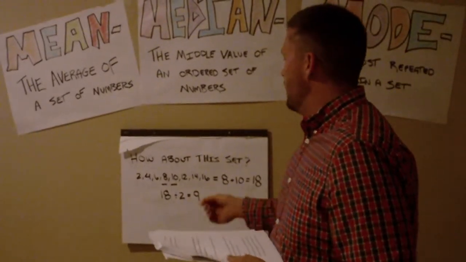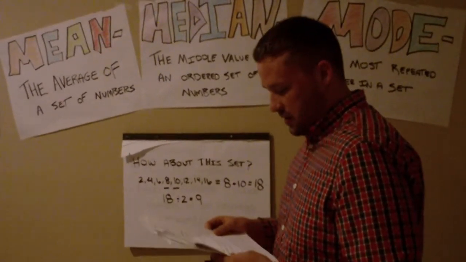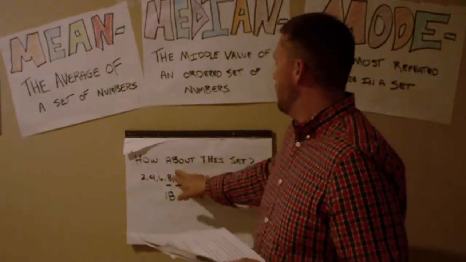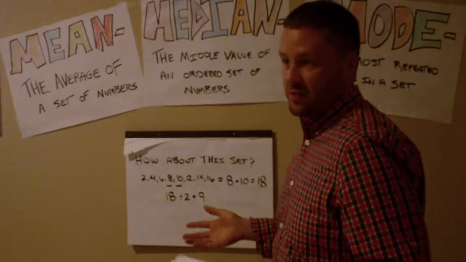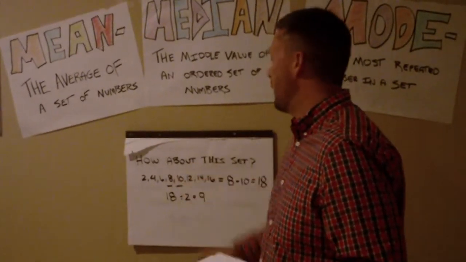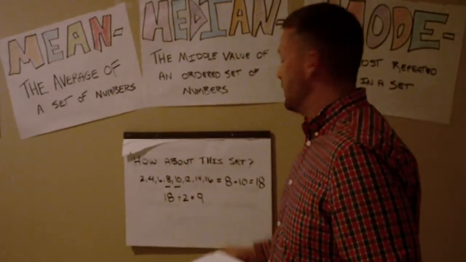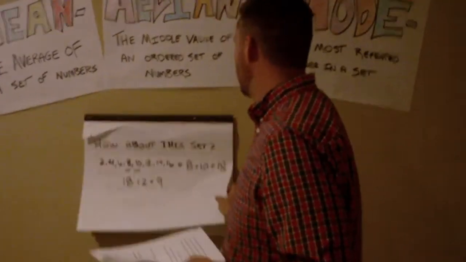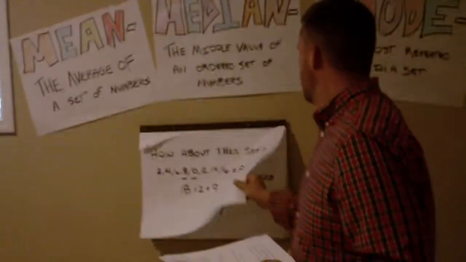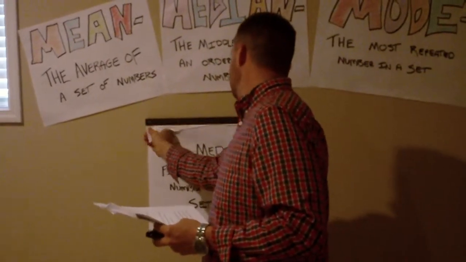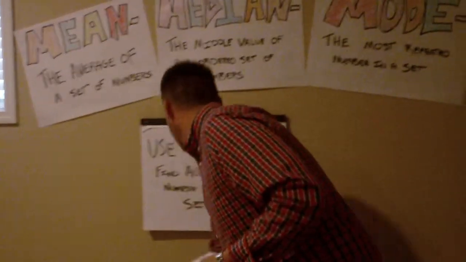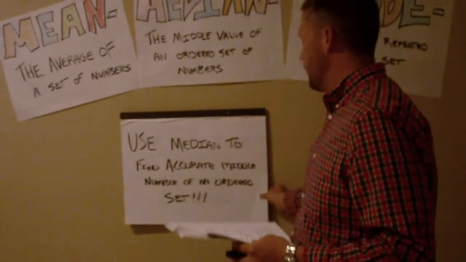And the median is a little bit better because you can use the median to find the actual middle value of a set. It's a real number, where the mean is not a real number in a representative set. The median is a real number that represents a number in that set. So the median is a little bit more accurate. You can use the median to find an accurate middle number of an ordered set.